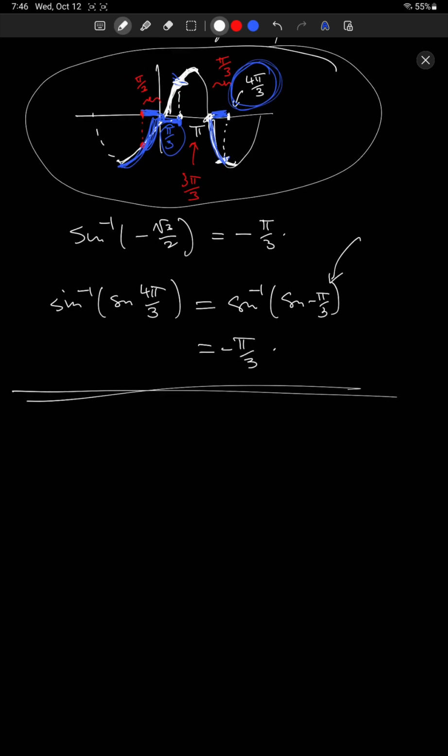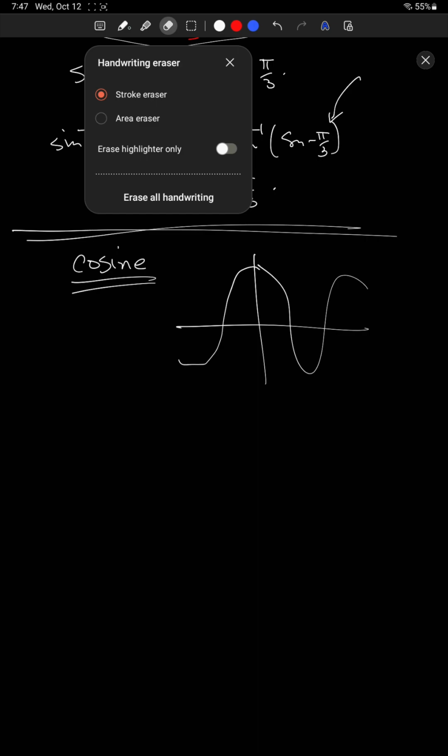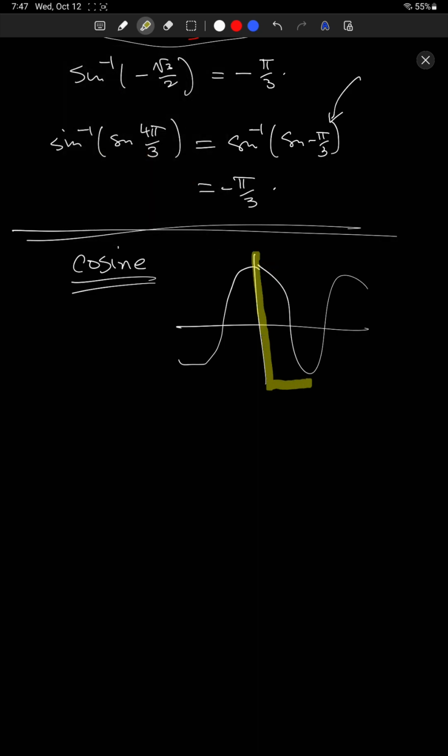Okay, let's do cosine. So the question is, what is the inverse of the cosine function? Again, there's a problem. The cosine function has no inverse because it doesn't satisfy the horizontal line test. So we have to throw away parts of the cosine function. Traditionally, we throw away everything outside this shaded area here, so this would be between 0 and pi.